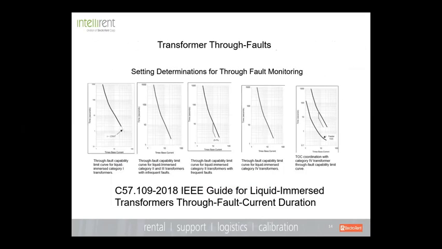So if we look at a combination of different types of curves, you'll see on the vertical axis the time and the duration of the through fault. And then on the horizontal axis, you will see the times base current in terms of the magnitude of the fault. So each category has a different setting limit in terms of the mechanical force. And if you want to really dig deep into it, C57.109 is a guide for liquid immersed transformers in terms of through fault current duration. Okay, so there are standards and recommendations in terms of how to set a through fault monitor.